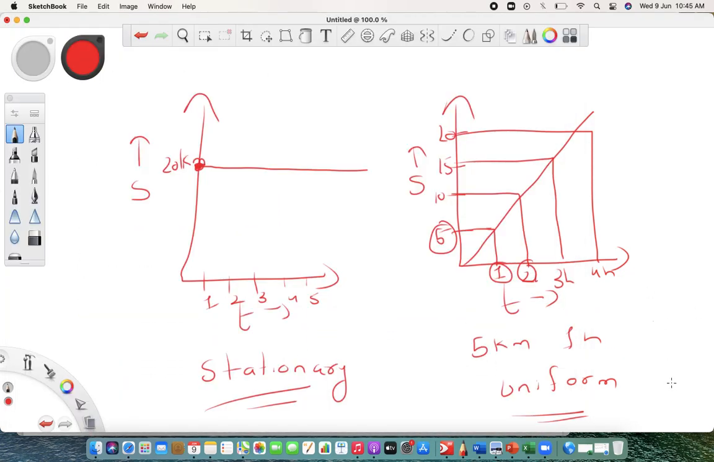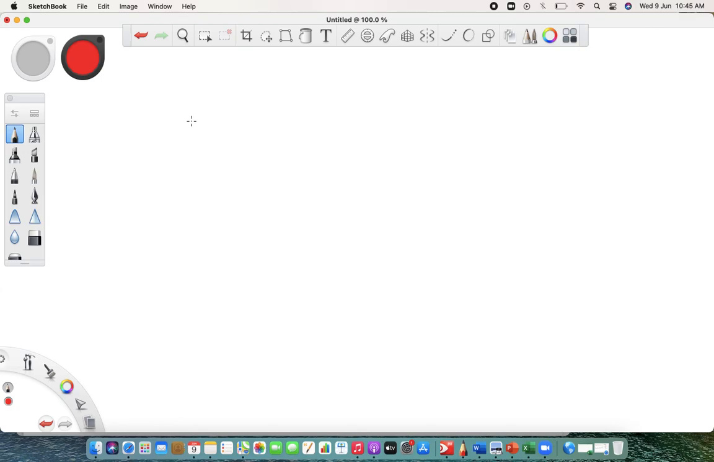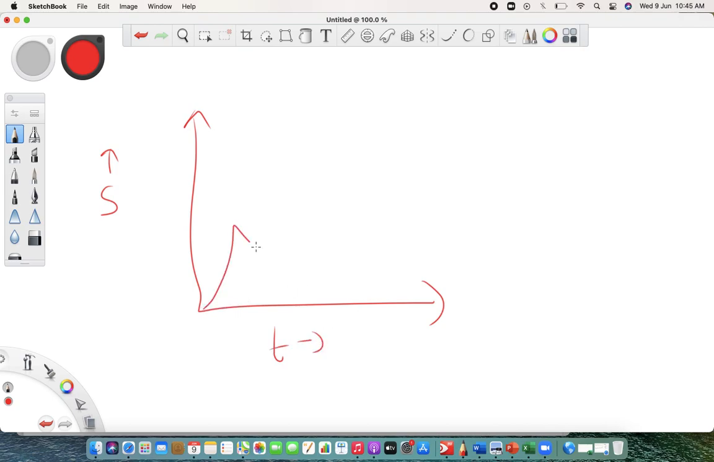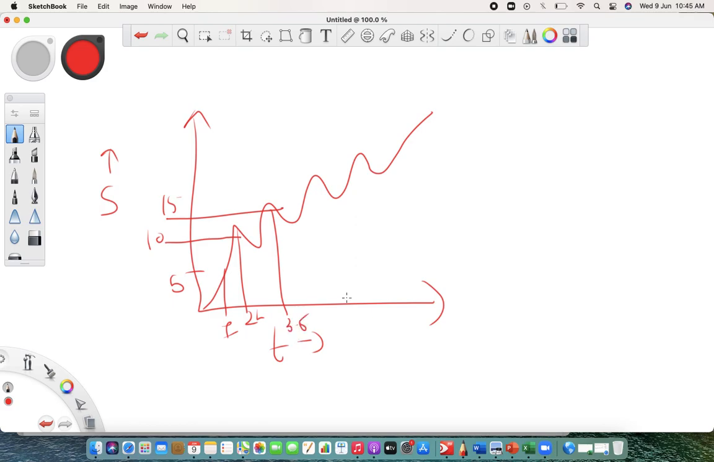Now let's say the next graph you have is like this. Here your distance is increasing, but it is not increasing with an equal interval of time. For example, this is 5 kilometer, this is 1 hour. Let's say this is 10 kilometer, this is 2 hour. But again, if you see, this is 15 kilometer, this is like 3.5 hour.